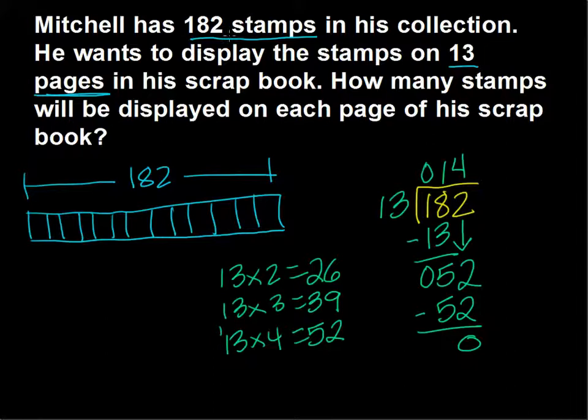For this problem, we got the total number of stamps, and we were given how many groups or how many pages he wanted to display those stamps. So that means that our answer, our quotient, is 14. That means that we're going to have 14 stamps on each of these pages. Now let's take a look at a second problem.